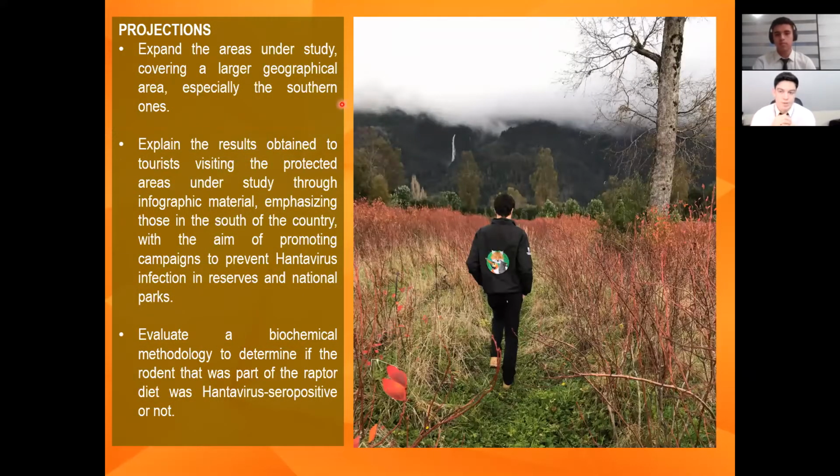Also, some of our projections are, first of all, to expand the areas under study, covering a larger geographical zone. Also, and this is the most important projection that we have, to explain to tourists the results of our research for them to know what they are facing when they visit these parks. Hantavirus is an extremely lethal disease, so they have to know. Also, to evaluate a biochemical method to determine if the rodent that was part of the diet had hantavirus or not.